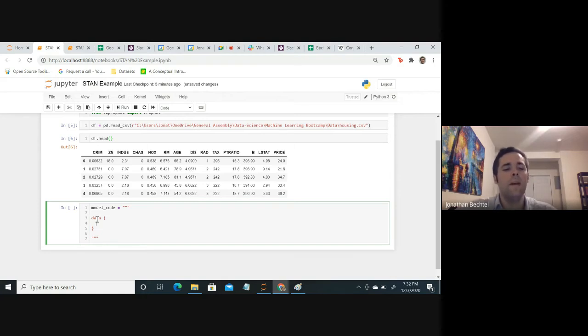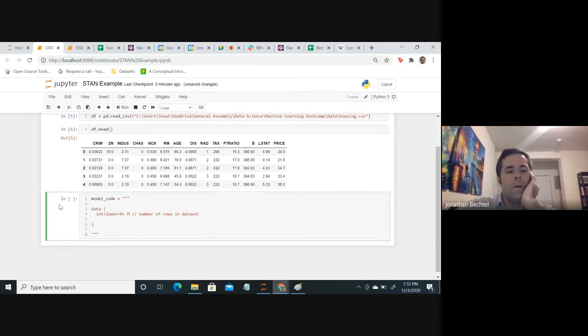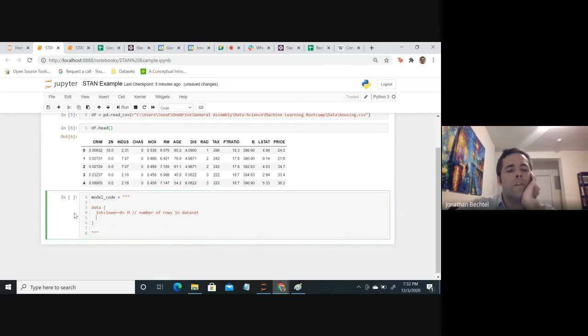All right, but in any event, you define different aspects of your data. So let's do this. Again, this is kind of weird at first, but basically, whatever characteristics of your data you're going to use to build your model, you have to define as separate variables over here. So in this case, we're saying M is however many rows are going to be in our data set.